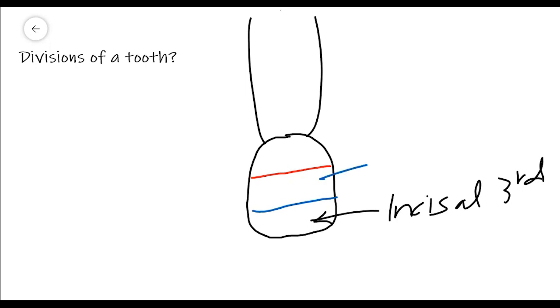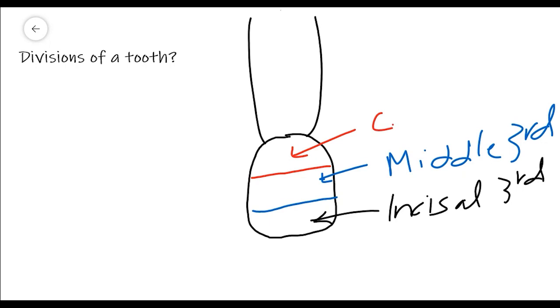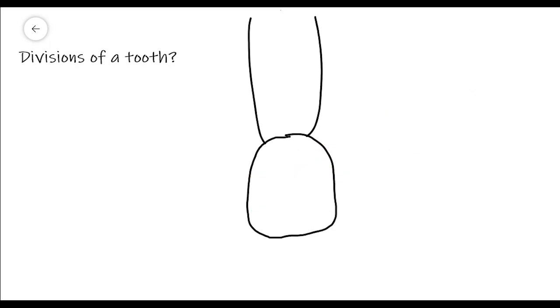Now this part is called the middle third, present in the middle, so called the middle third. And finally this part is called the cervical third. Cervical because it's present terminally close to the cervical area of the tooth, so it's called the cervical third. Now the crown can also be divided vertically. Now talking about its vertical divisions, it is divided like this part and this part.